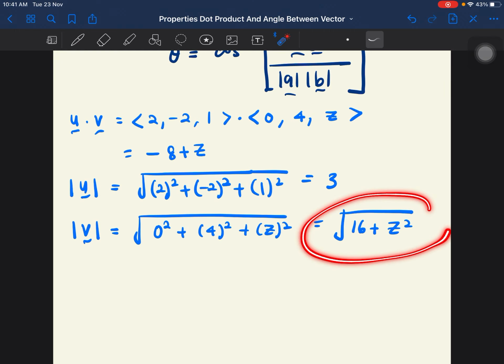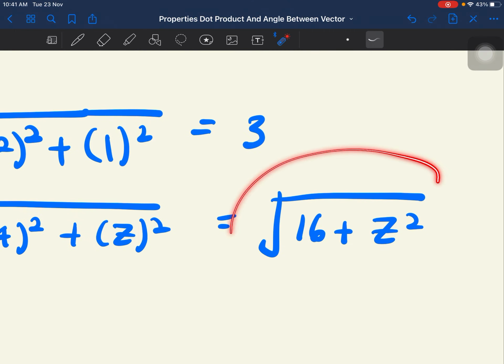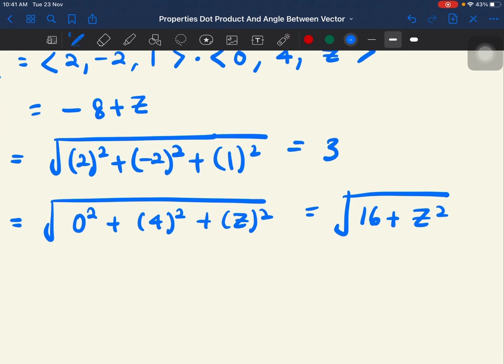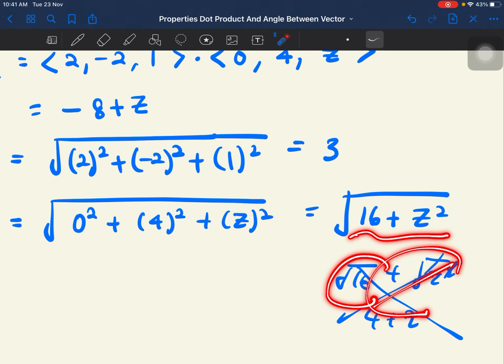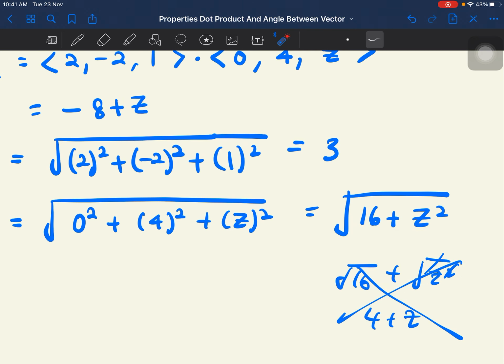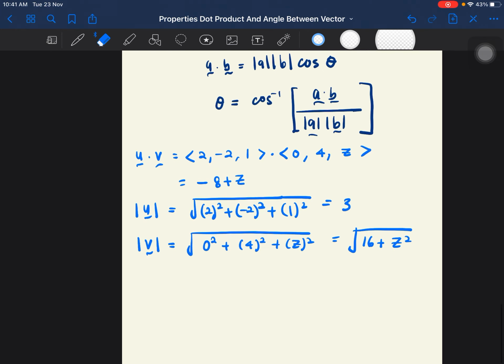Okay, take a look at this one here. Be careful, okay? You cannot simply simplify this one to be square root of 16 plus square root of z squared, which would give you 4 plus z. No, this is wrong. Okay, why? Because you have an operation here which is plus, so you cannot separate this term. You cannot do this one separately. This is wrong. So just leave your answer like this.